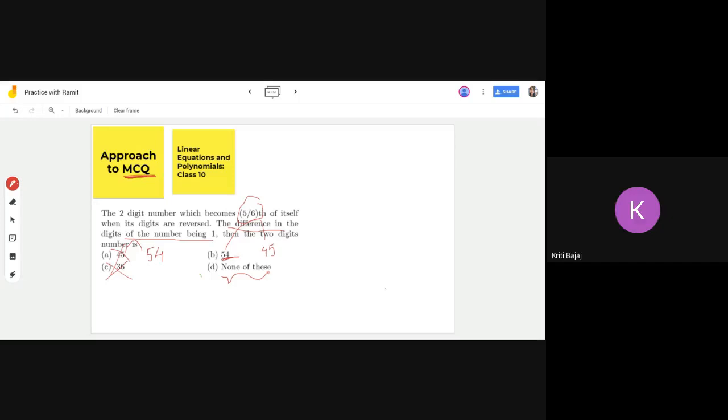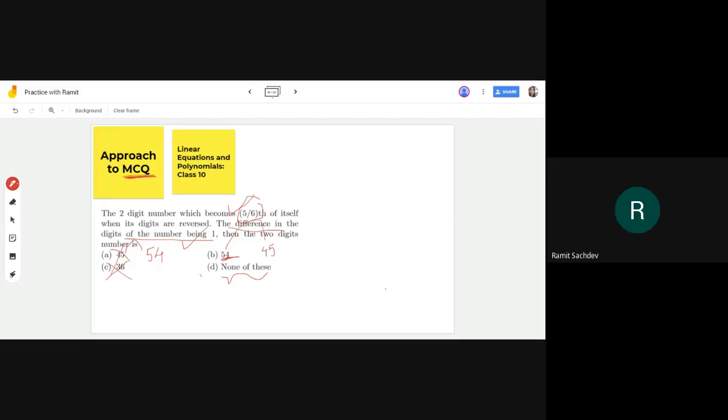Now we have to check once 54 because we have an option of none of these also. Do you see this? So we'll have to check whether 54 is also suiting my criteria or not. It is absolutely suiting digits of the number having difference 1. This criteria is solved, that it will give you a smaller number after reversing. But let's check. Is 45 5/6 of 54? Please check on the board and tell me. You just do the calculation.